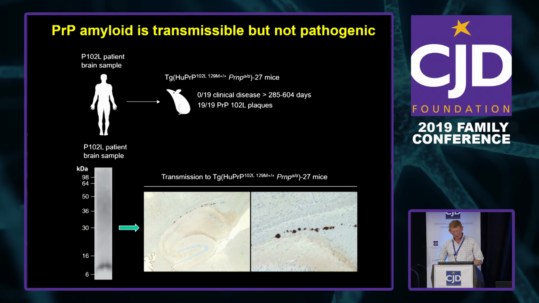And if you take homogenates that just contain that 8 kilodalton band and transmit them to transgenic mice, it doesn't transmit any disease. There is no TSE associated with that band. However, histological examination of the mice will show that the amyloid has been transmitted. So there is PrP amyloid propagating in tissue as well as prions. There's a whole range of abnormal PrP forms, as Richard alluded to.